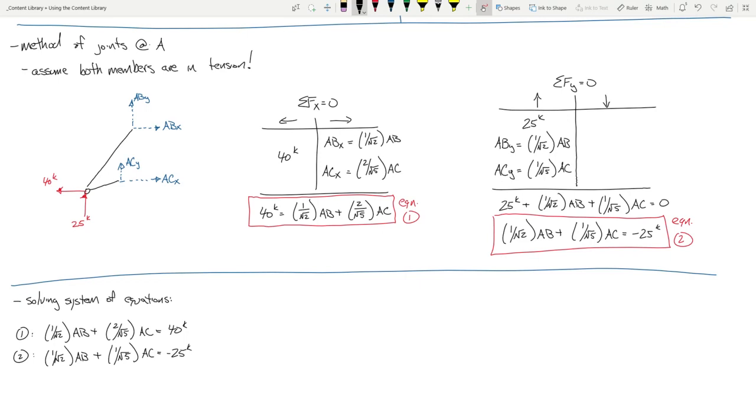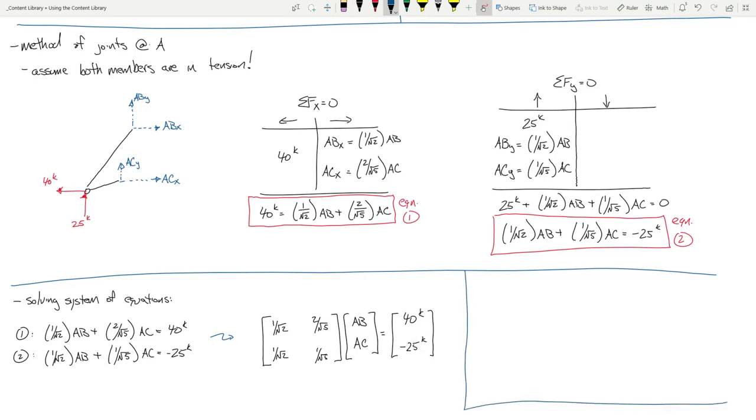So if I were to rewrite this in matrix terminology, I would be writing it like this. So first off, I write all of my coefficients. Next, I write my unknowns, and look at the order that I'm writing them in. Notice how I've got AB, then AC. So I've got AB, then AC, and that equals 40, negative 25.